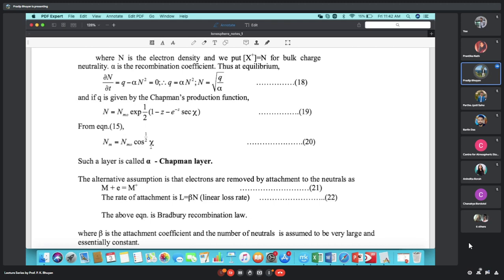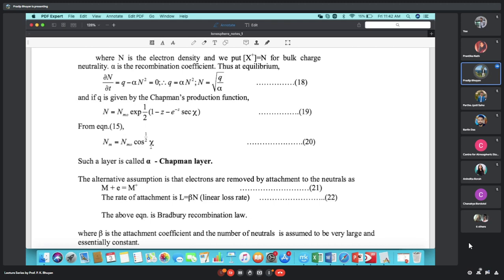So what happens? Beta is a function of altitude, as the number of neutrals exponentially decreases with altitude. So beta becomes a function of altitude. Beta, because it is related to not ionic species, but it is related to molecular species or neutrals. So neutrals, as we know, will continue to decrease with altitude. Okay, so beta becomes a function of altitude, and therefore Q is equal to beta N. Del N del T is equal to Q minus beta N.